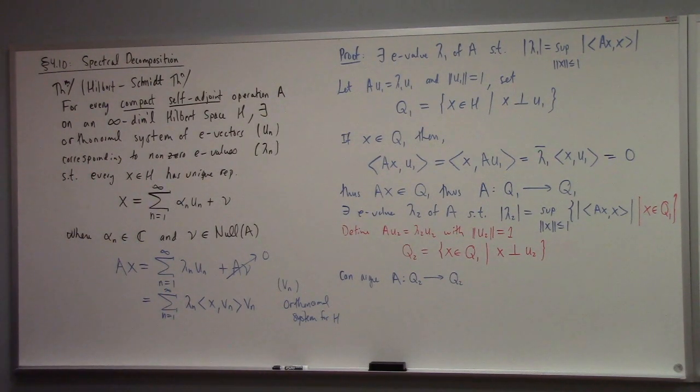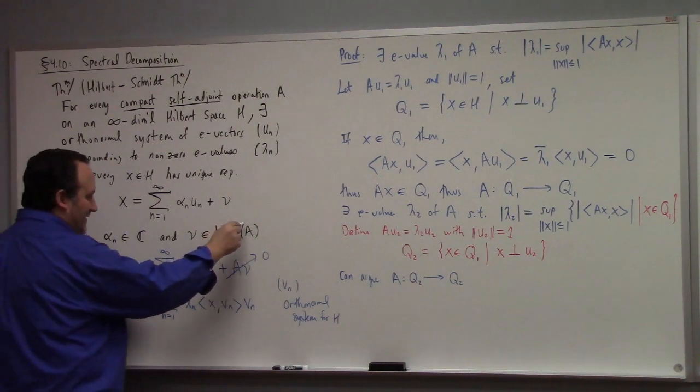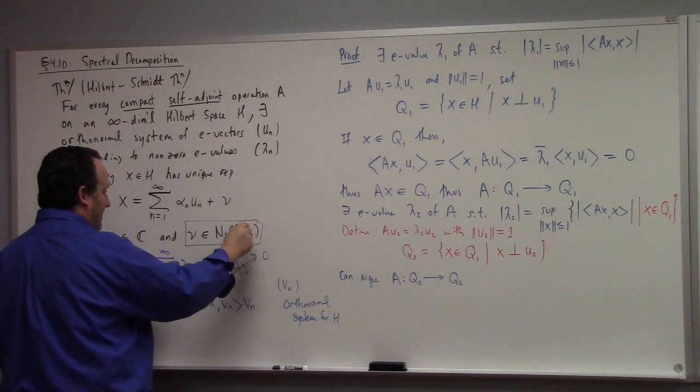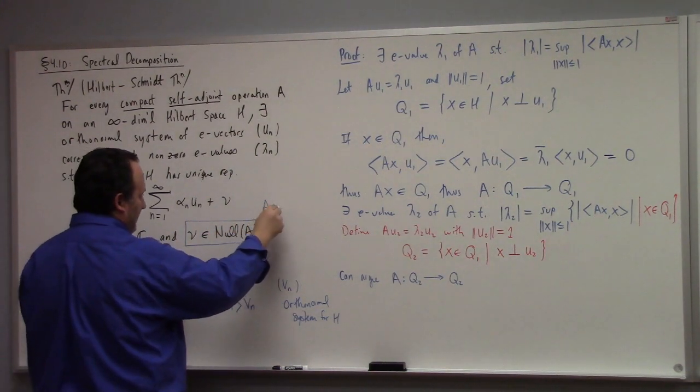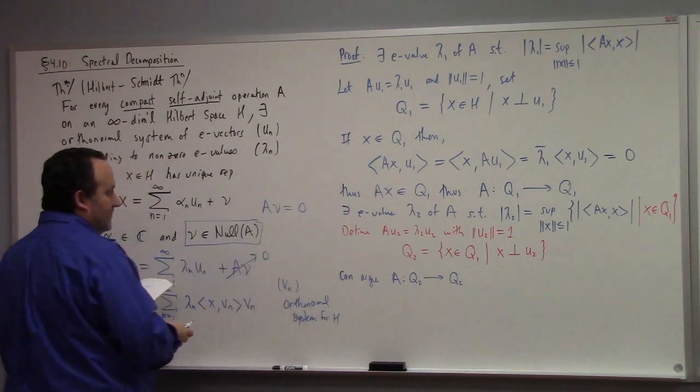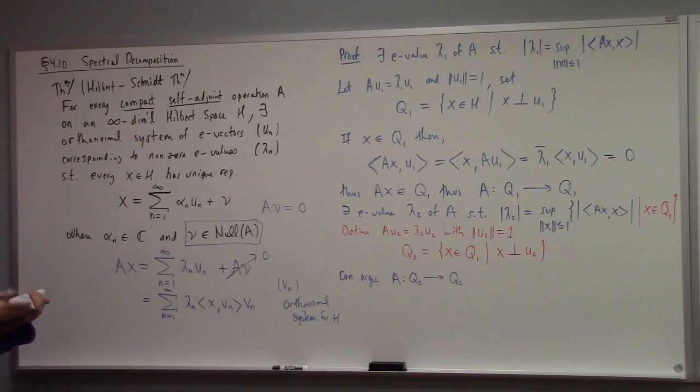Let me just read his corollary proof. We need to complement the system u1 through un defined in the proof of the theorem with an arbitrary orthonormal basis of the null space of A. Of course, are these eigenvectors? Well, yeah, because A v is equal to 0, right? So those are also eigenvectors with eigenvalue 0.